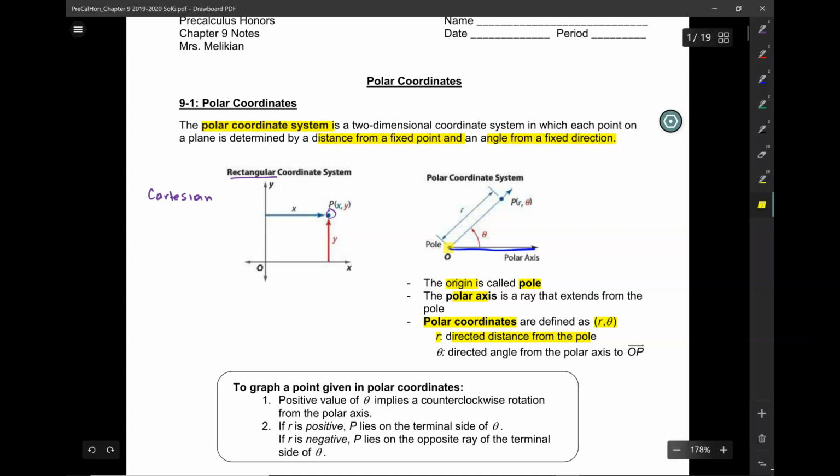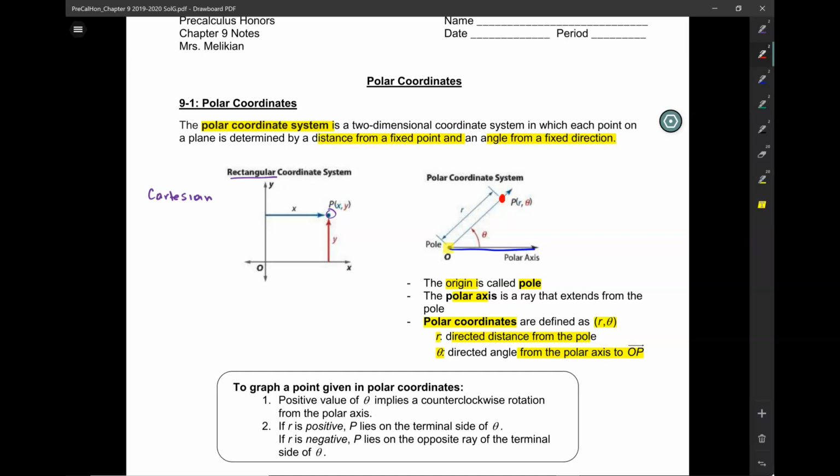And then you need a theta. This is the directed angle from the polar axis. So if I wanted to tell a person how to get to this point P, I could, just like before, tell them to go right 3 units, up 5 units. Or I could say, go out 3 units, and then rotate by an angle of 40, and I will get to the same point. You see that?